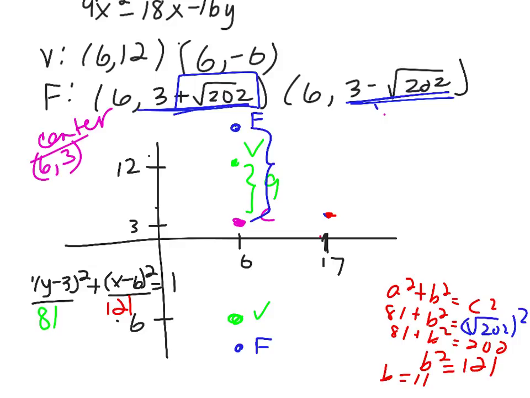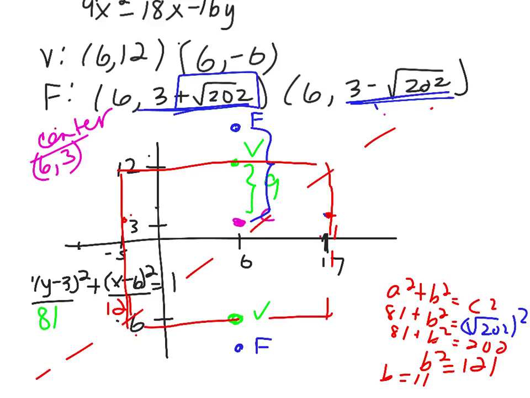And to the left 11 units is going to put me at, let's see, left 11 units is going to put me at negative 5 here, just like over here someplace. All right, so draw your box. Okay, drawing your diagonals. Okay, now draw your branches.